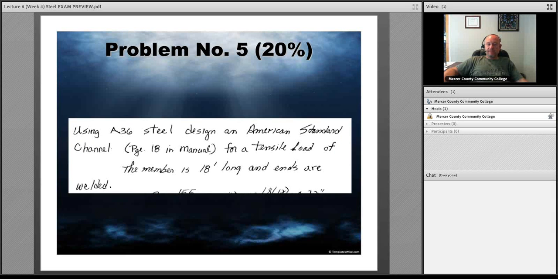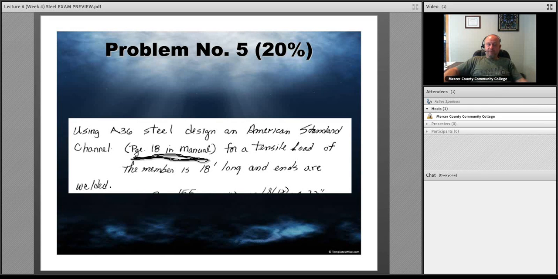Last problem looks very confusing, but it's the easiest one in the whole test, to tell you the truth. This is the last problem. Using A36 steel, design an American standard channel. So we're going to tell you something like, in this case, go to page 18 of your blue book. So we're saying design a member, and all the members you guys pick are only going to be allowed to come from page 18, which is called American Standard Channels.